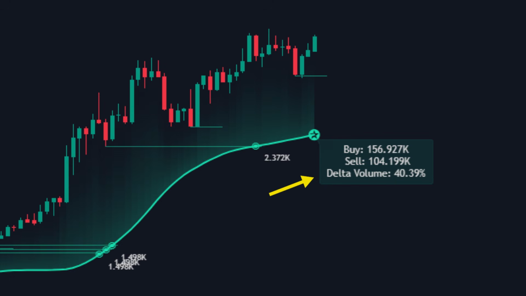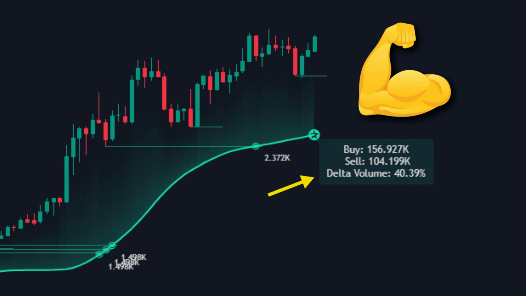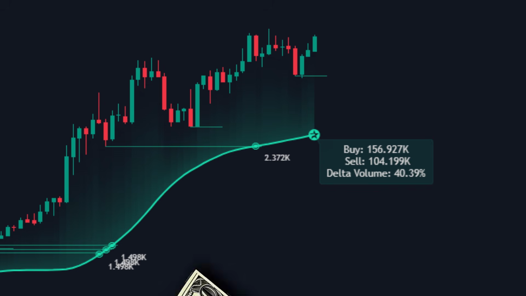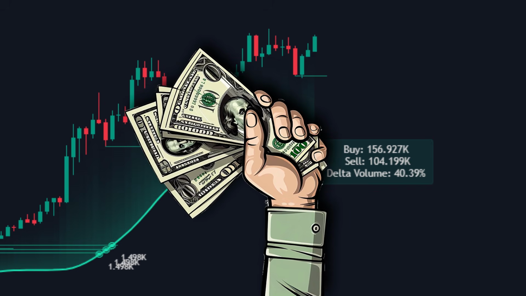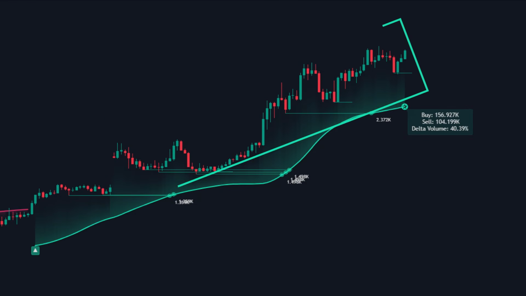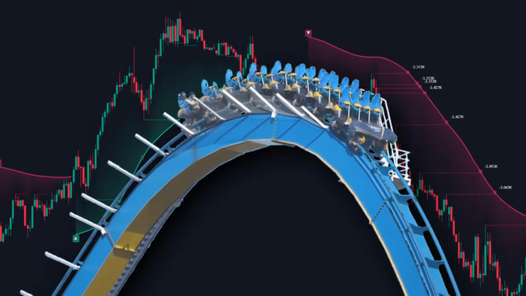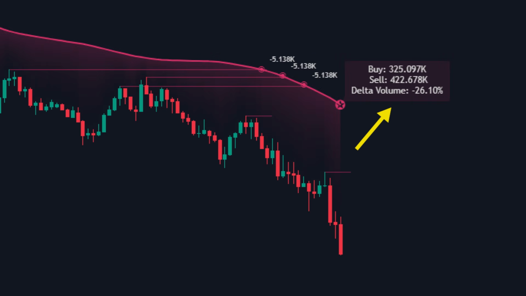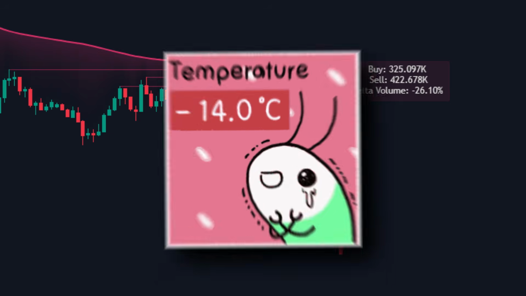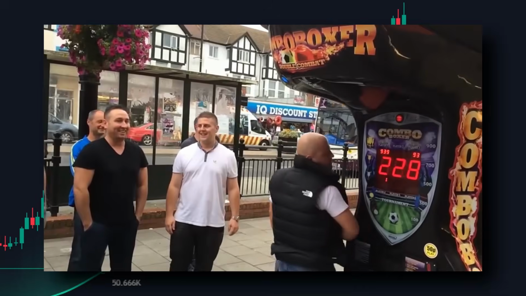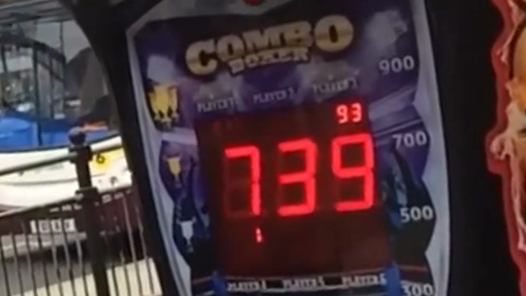The delta volume percentage, that's your trend strength indicator. In this case, it's showing a strong percent in favor of buyers. These numbers only reflect the current trend phase. When the trend changes, the numbers reset and give you fresh data for the new phase. In bearish trends, your delta volume will be negative, more selling than buying. The deeper the negative number, the stronger the downtrend. In bullish trends, you want a high positive number. The higher, the stronger the uptrend.